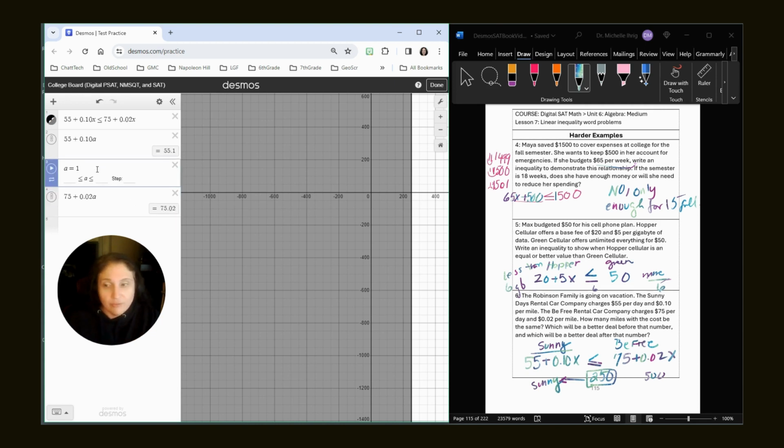So if they drove 1 mile, the Sunny Company would cost $55.10, and the Be Free Company would cost $75.02. If they drove 100 miles, look at how my variables or my solutions change. Sunny is still the better deal at $65, but Be Free is $77. But the gap is much smaller. Now look what happens when I add another zero. Now the Sunny Company cost $155, but the Be Free Company only costs $95. So Be Free is clearly a much better deal. And so sometimes it makes sense to interpret the graph, but sometimes if you get stuck on how to interpret it, you can just put them on 2 different lines and then use the slider function to do better.